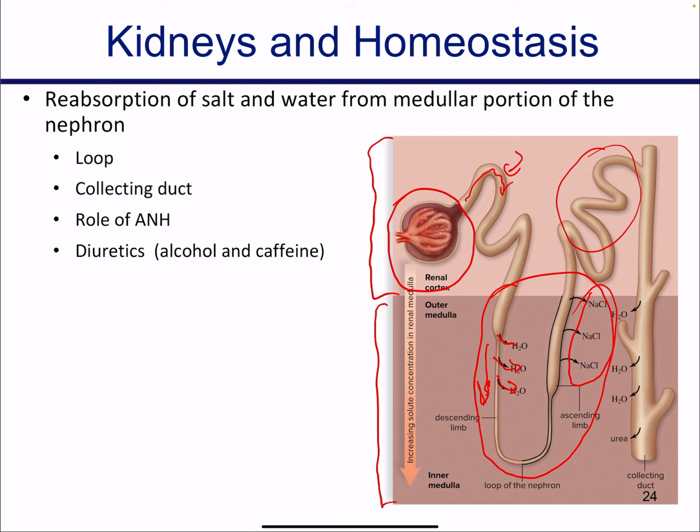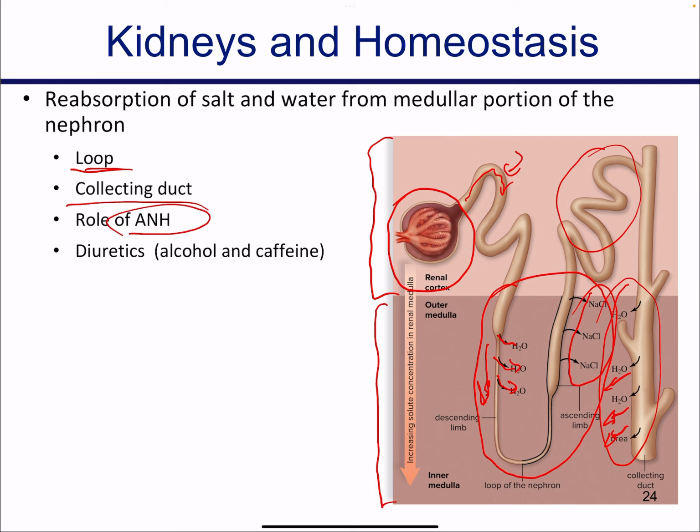But when we look at the collecting ducts, we have reabsorption of water from the collecting ducts, so from the urine to the tissues, right? So this is how some water is saved and stays in our tissues. So the loop is going to play a very important role in reabsorption of water and salt. Okay? In the loop, the collecting ducts, okay?